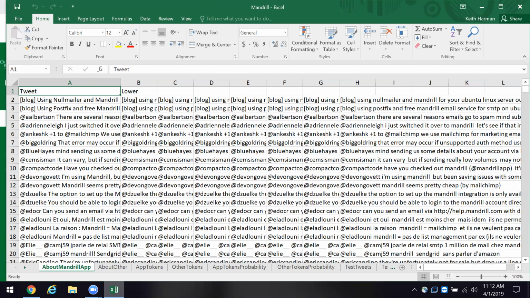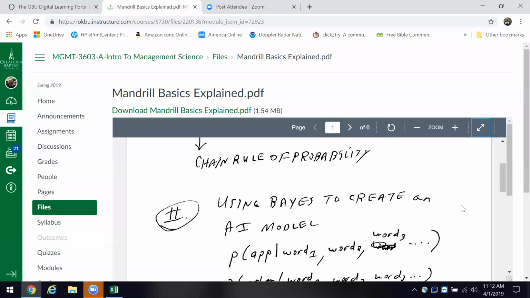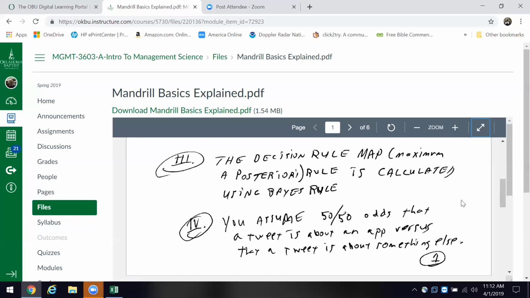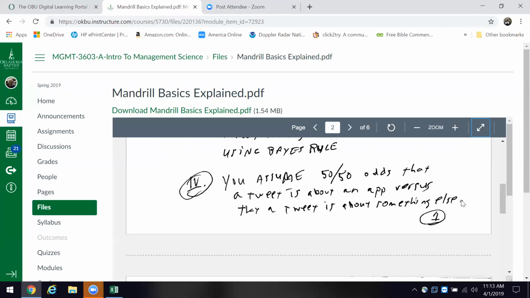So in this case, he was working for MailChimp. They're trying to determine whether or not a tweet is about their product or it isn't, and they're going to use Bayesian probability to do that. And then we'll clean up the data first, and then do the probability work. Okay. Now, they walk through a decision rule map. And as I mentioned here, you assume there are 50-50 odds that a tweet is about their app or it's about something else. Everybody with me so far?